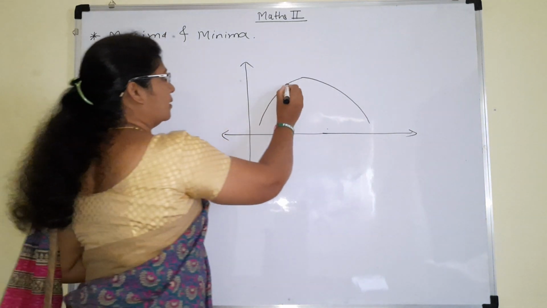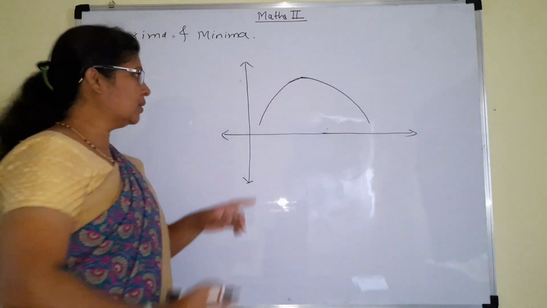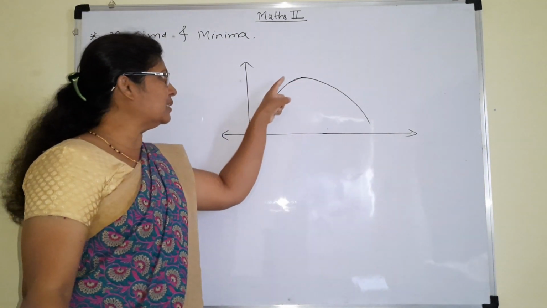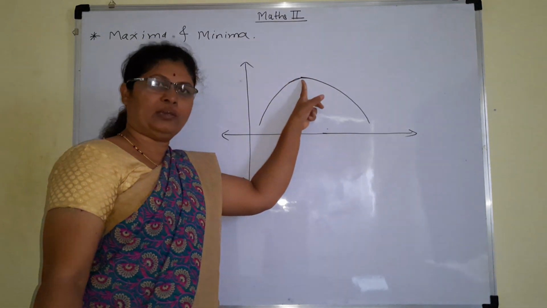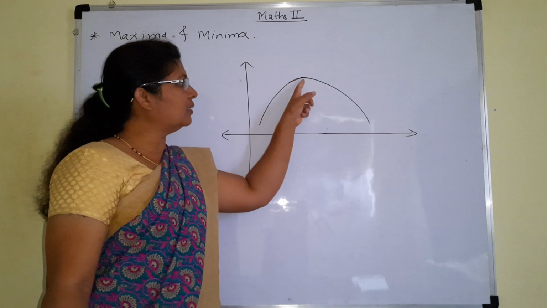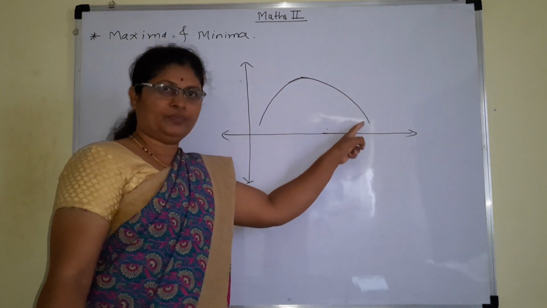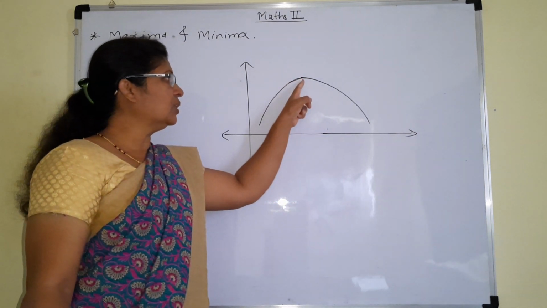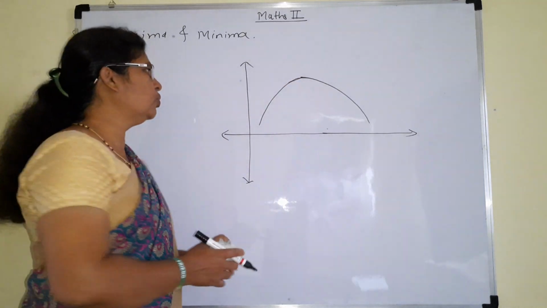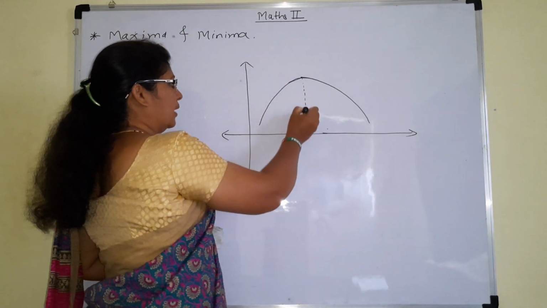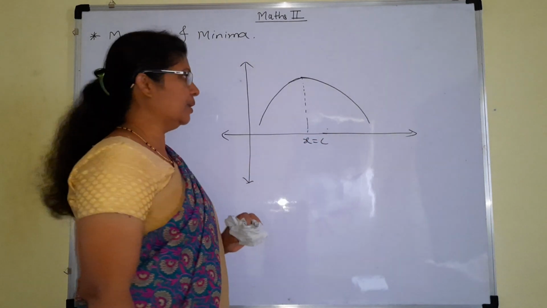So what happens at this point? The function is increasing up to here, it will attain the maximum value and again it will start decreasing. Its value will go decreasing. So this point at which it attains the maximum value is nothing but x equal to c, and this point is called maxima.